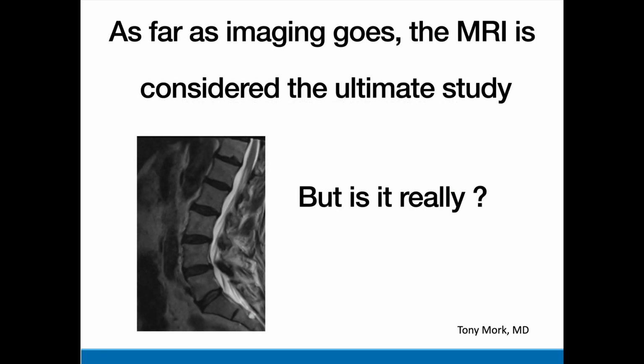As far as imaging goes, the MRI is considered the ultimate study. But is it really? Take a look at this MRI scan and the disc, the second one up from the bottom. That's the black stripe. It was read as normal by the radiologist, maybe with a little bit of darkening or dehydration, but otherwise read as normal.